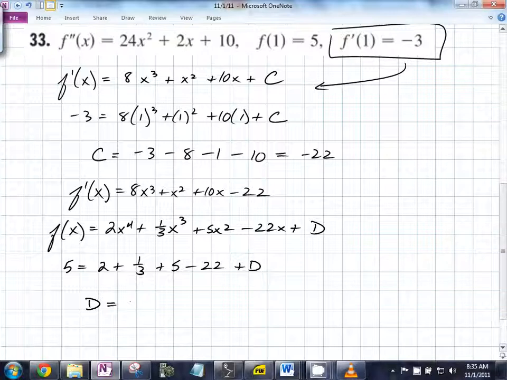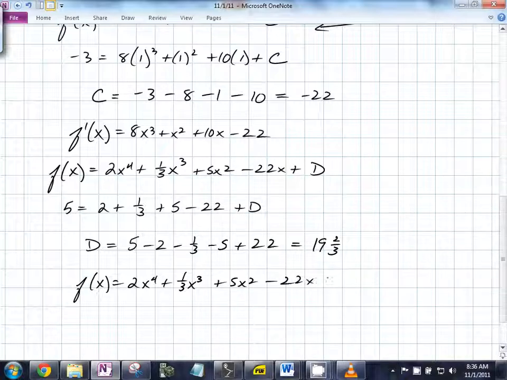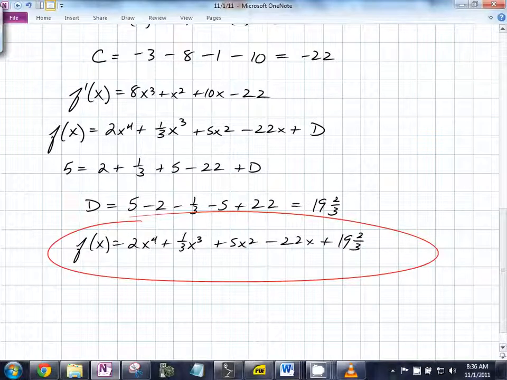No one did this? 5 minus 2 minus 1/3 minus 5 plus 22. What's it come out to be, Maddie? Do people agree with that? So what do you end up for f of x? F of x is equal to 2x to the 4th plus 1/3 x cubed plus 5x squared minus 22x plus 19 2/3. That's fine. As long as you're clear, you can write it that way. You need these values because if you don't have these values, it integrates to an infinite number of possible integrals.